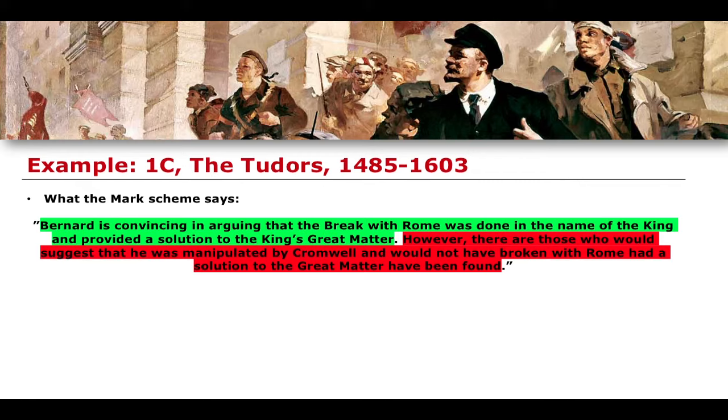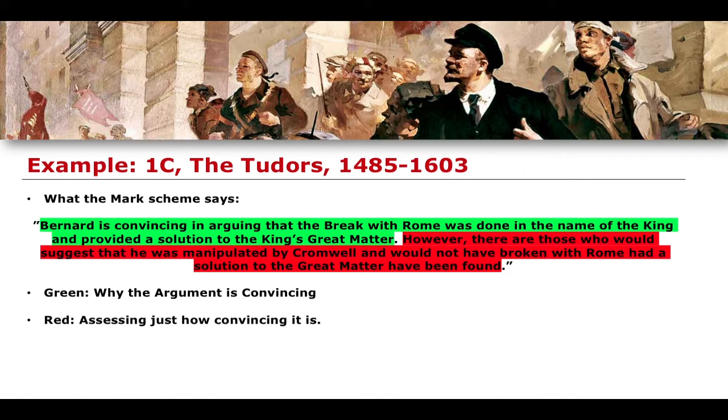So this is how you can assess it. On the one hand, it's convincing because it was done for the King's Great Matter, but on the other hand, it's a little bit less convincing because it doesn't, in and of itself, provide the context of everything. And some argue that, to an extent, Cromwell may have manipulated the king, and there could have been a case that had the King's Great Matter been solved without a break from Rome, there would not have been a break from Rome in the first place. So the green is why the argument is convincing, and the red is assessing how convincing the argument is.